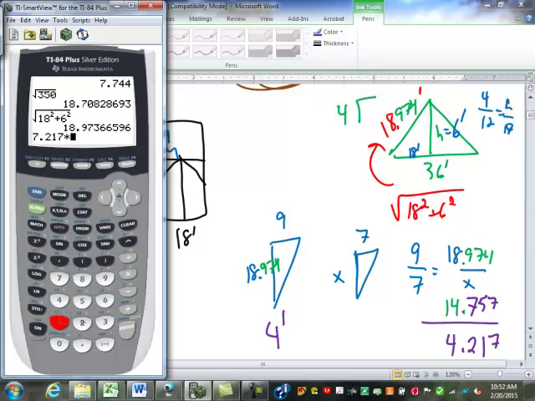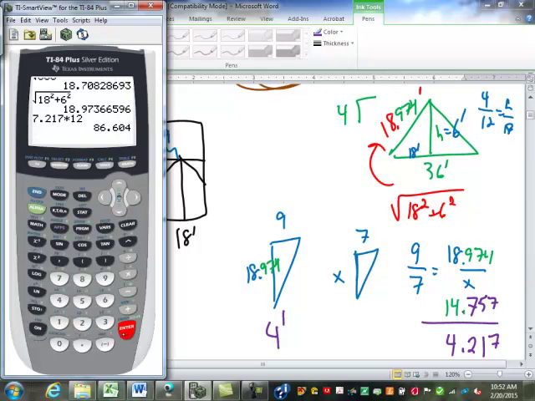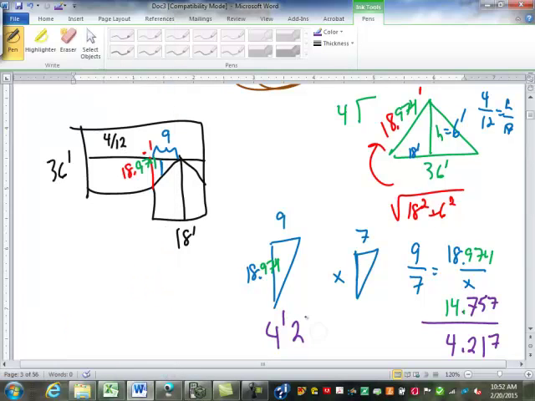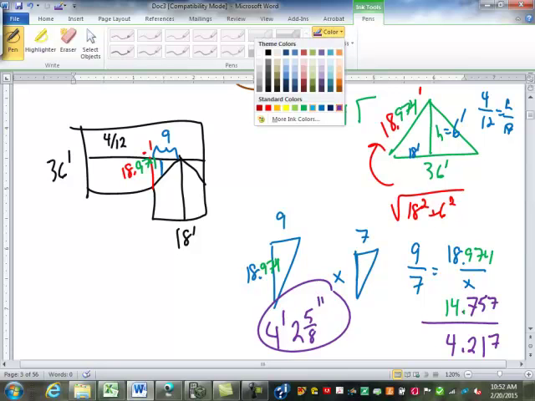0.217 times 12 gives us... Let's try that again. 0.217 times 12, 2 inches, minus the 2 and 5/8 you say? Sounds about right. 10/16. 9.6 is 10/16 or 5/8. You got it. I always got those incorrect, but I must have got it okay.